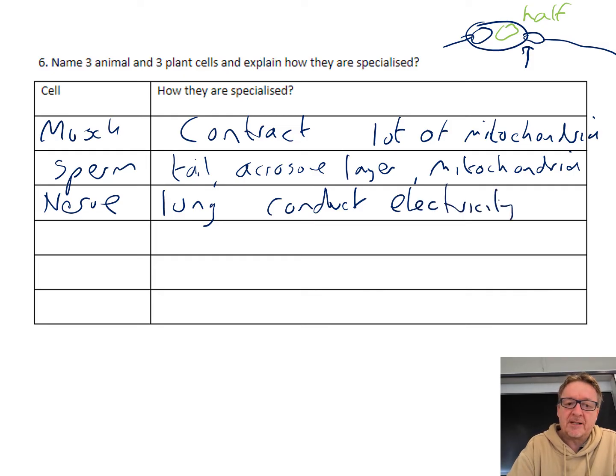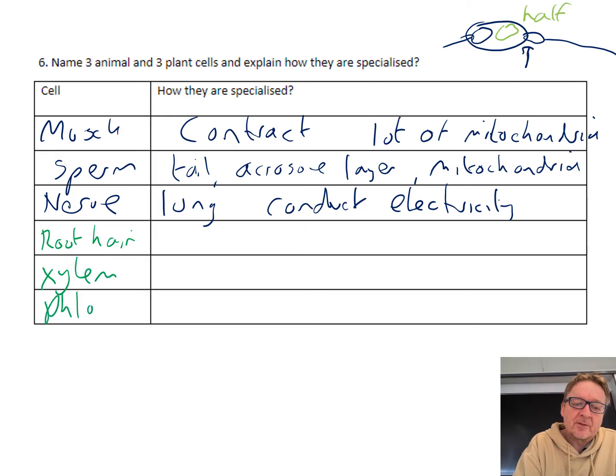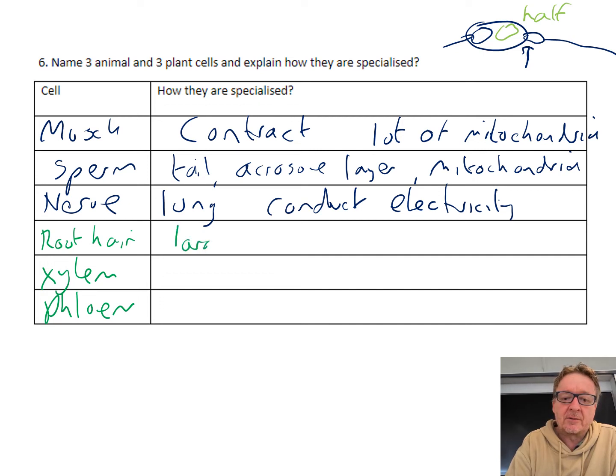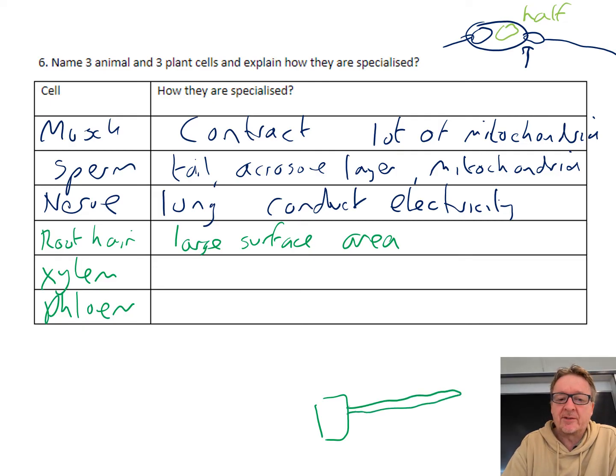Right, plants. We've got root hair, we've got xylem, and we've got phloem. Okay, root hair first. The whole point in a root hair is that it has a large surface area. So you've got the normal plant cell, and the root hair has a big long thing that sticks out the side to increase the surface area.